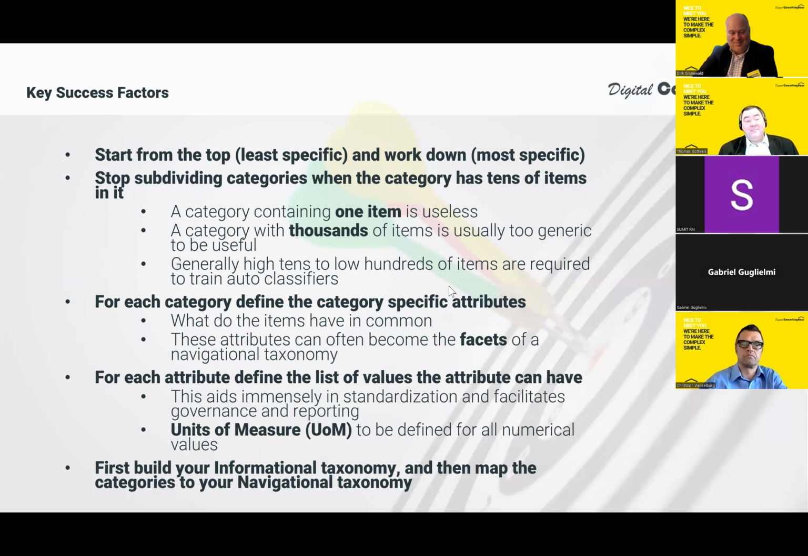That doesn't tell you as much as to say that the attribute has a value of 5 kilograms, for instance. And finally, I have found it most successful if you first go and build out your informational taxonomy, define what your products are, and then map those categories to your navigational taxonomy. And there are some tools out there that actually can help you do that. They have features that allow that to be facilitated. So next slide, please.